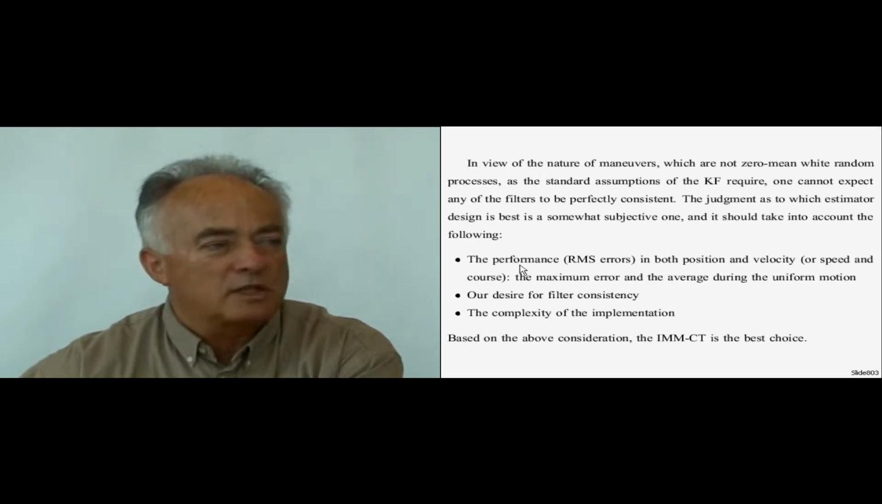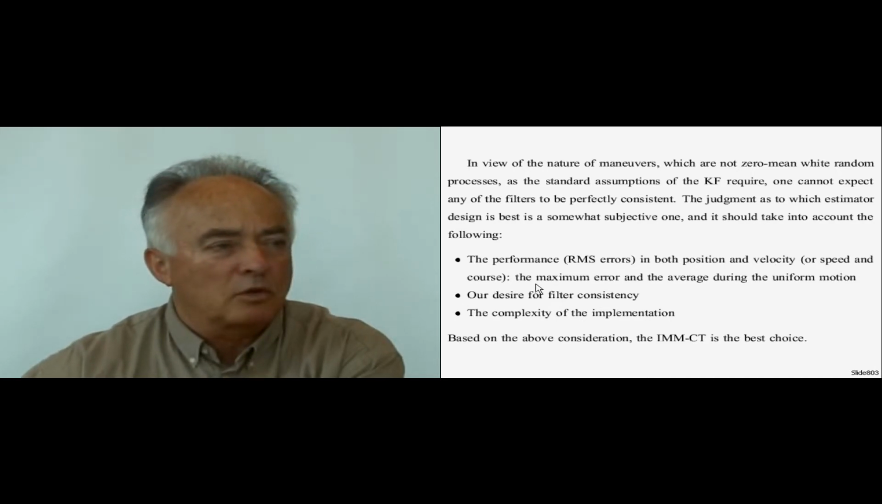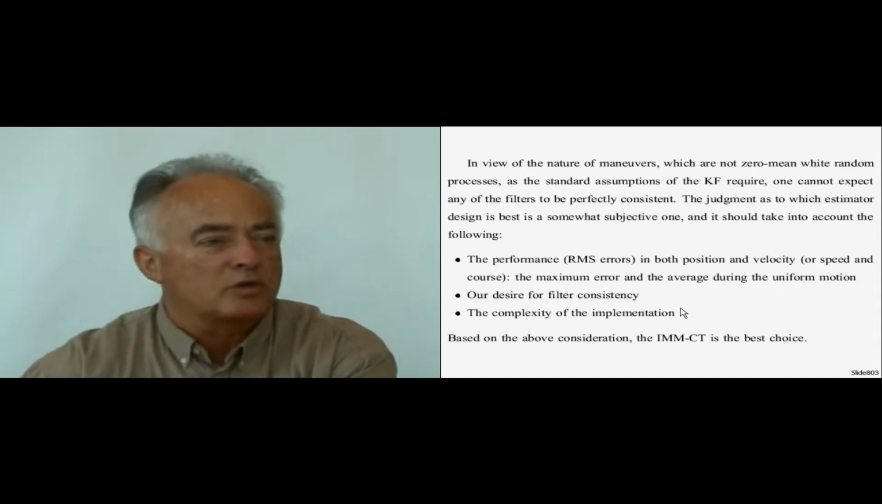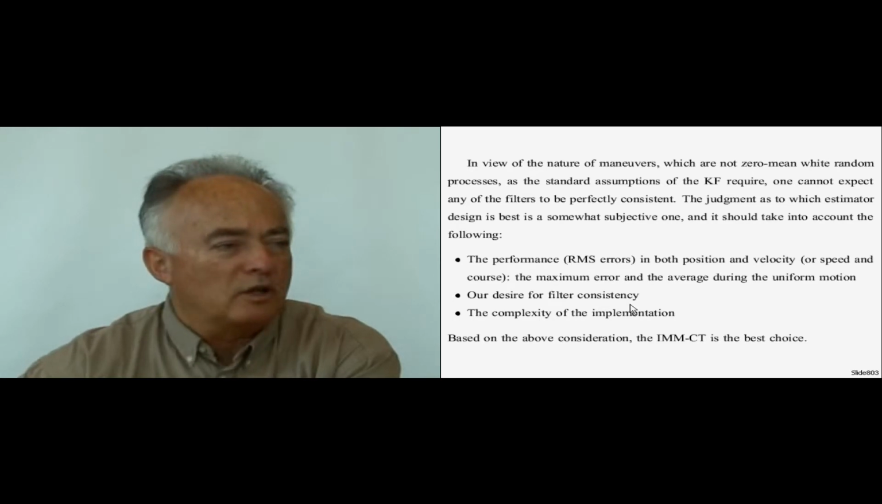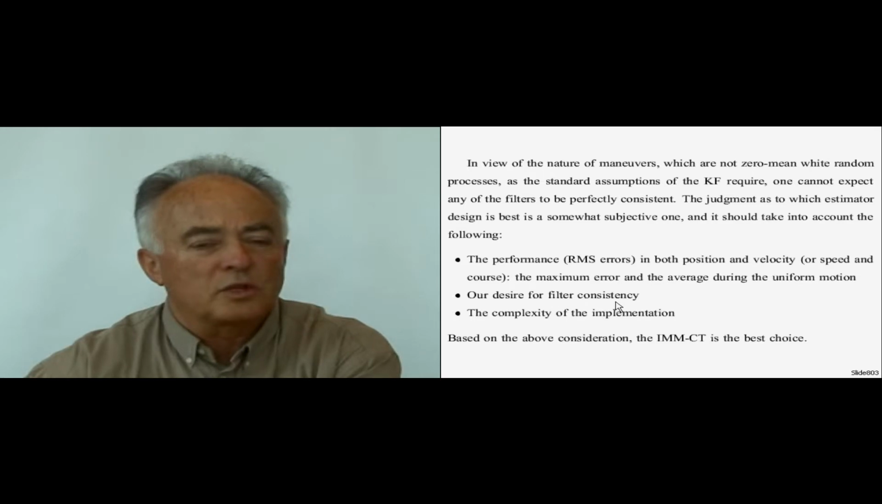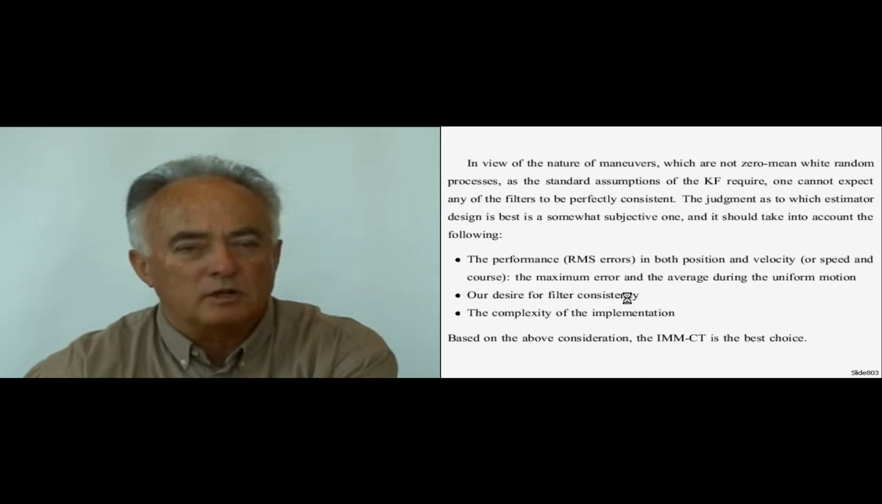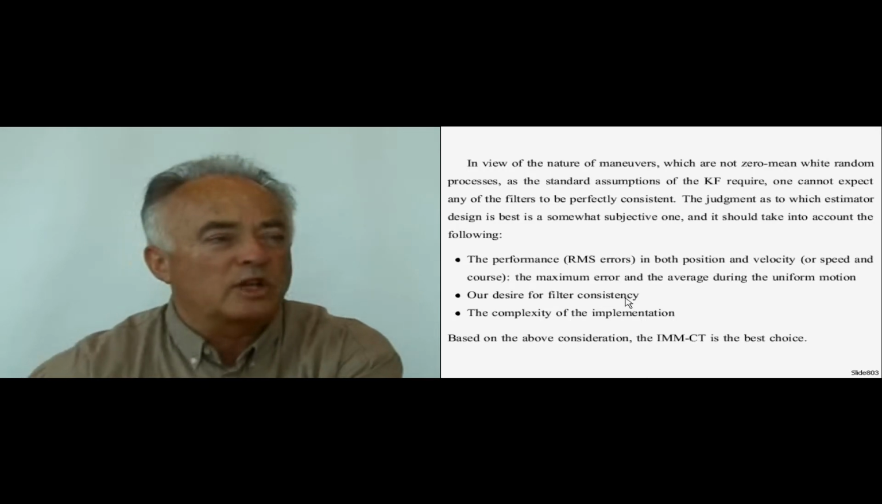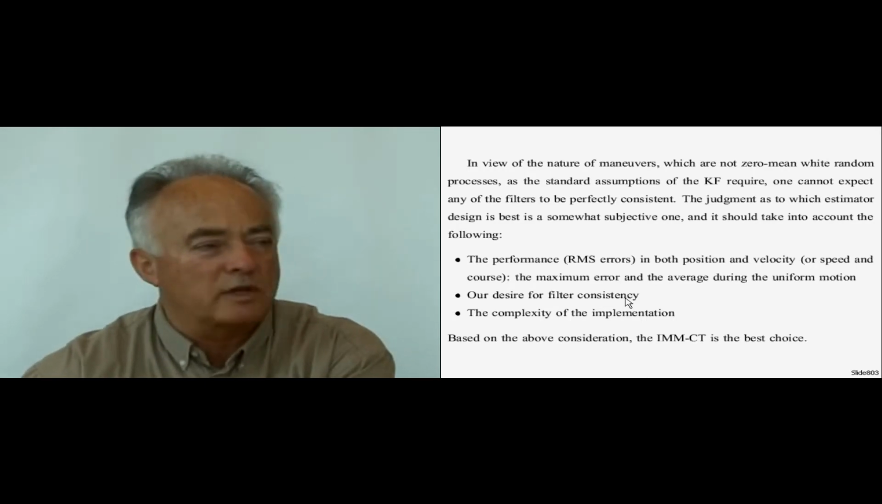One thing that we care about is obviously the performance, the RMS errors in both position and velocity, or speed and course. There are two errors. There's a maximum error and there's an average during uniform motion. So these two have to be considered. The other consideration is desire for filter consistency, namely the covariances have to be compatible with the errors. So the errors have to be compatible with the filter calculated covariances.